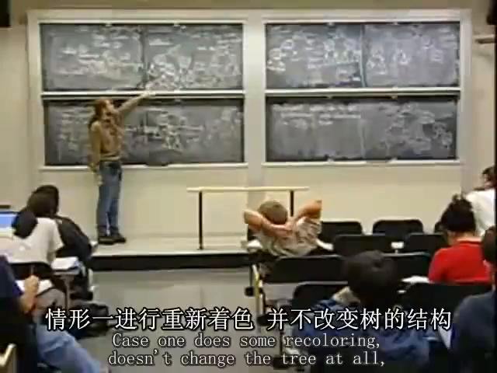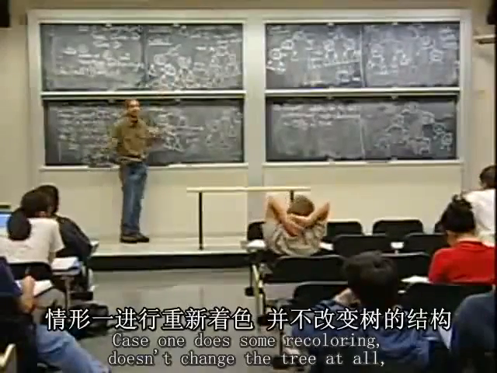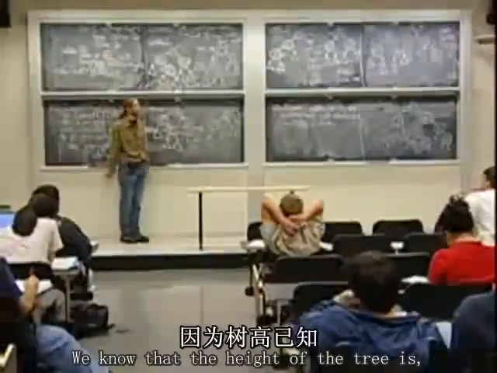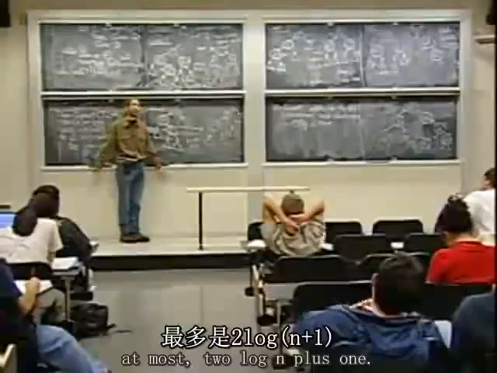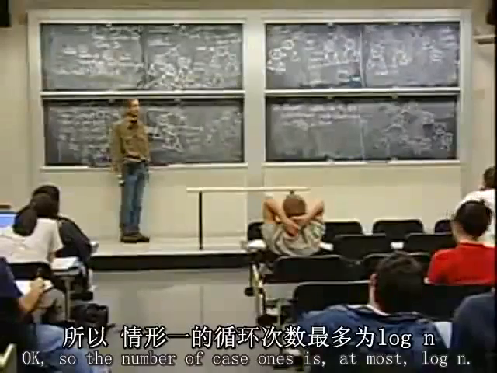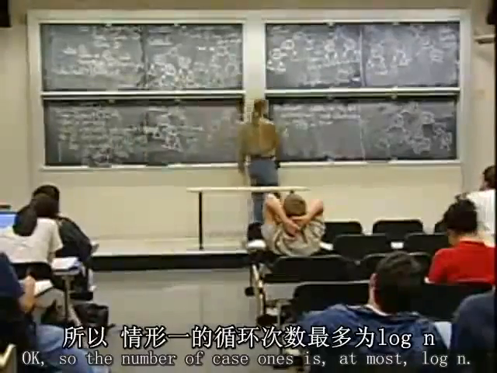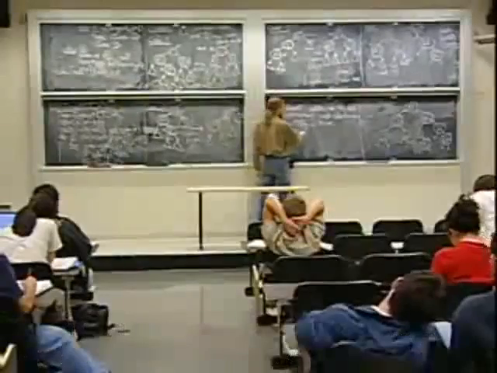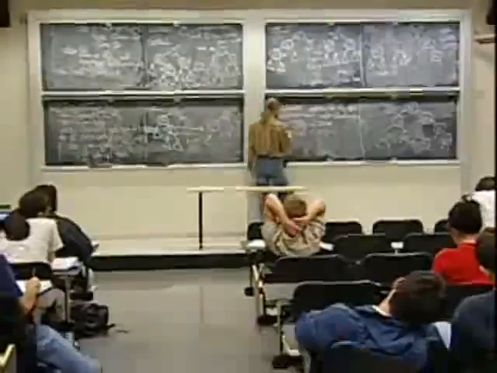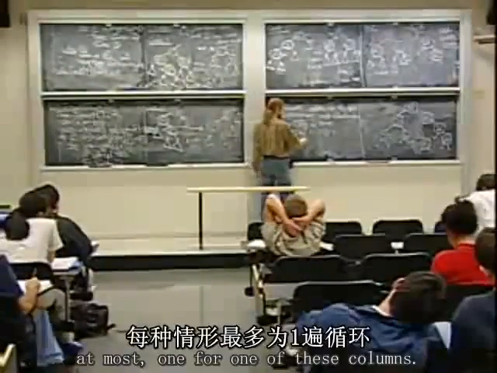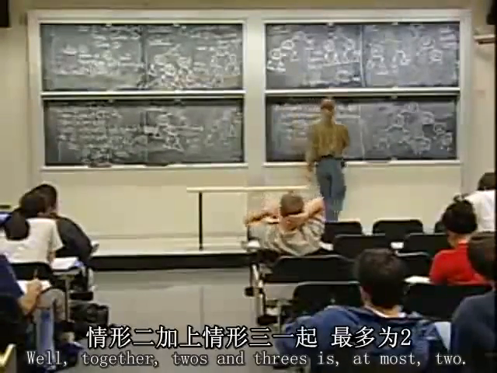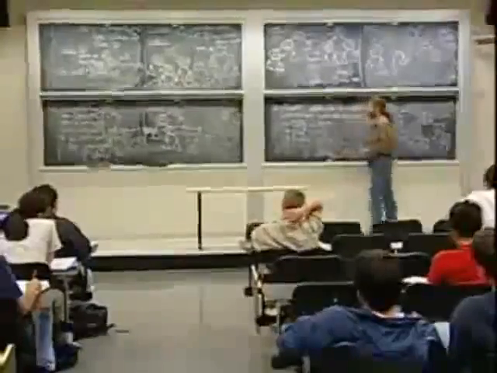Case 1 does some recoloring, doesn't change the tree at all, and moves x up by 2 levels. We know that the height of the tree is at most 2 log n plus 1. So the number of case 1s is at most log n. So those take log n time. And then the number of case 2s and 3s together is at most 2. Okay, so log n time.